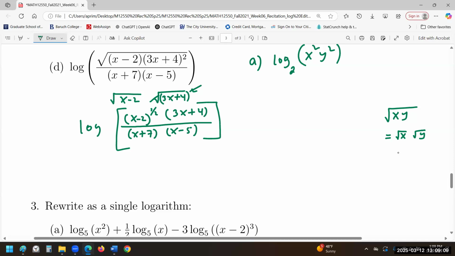Now, does it look simpler? Can you do the next part by yourself now? Ask me what. I'm here to help you guys. If you don't understand anything, don't hesitate. Ask me anything.